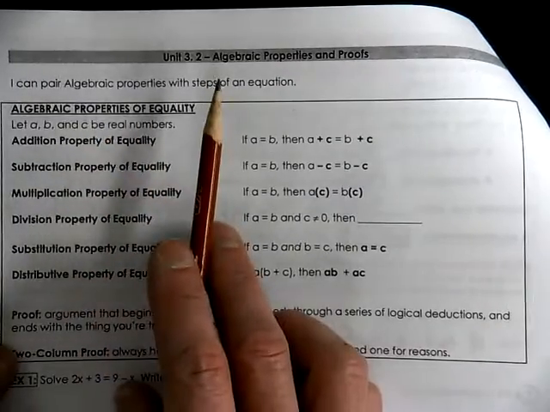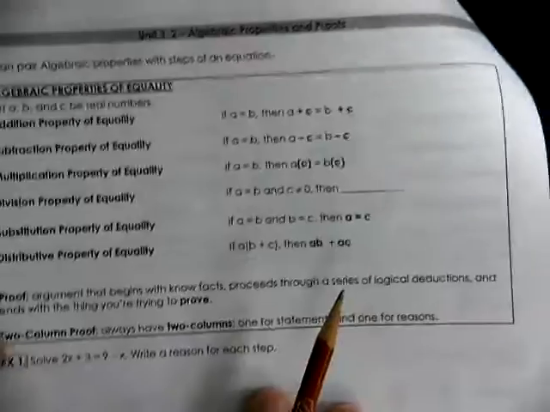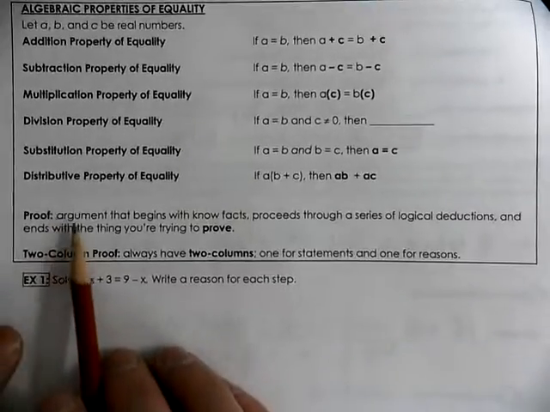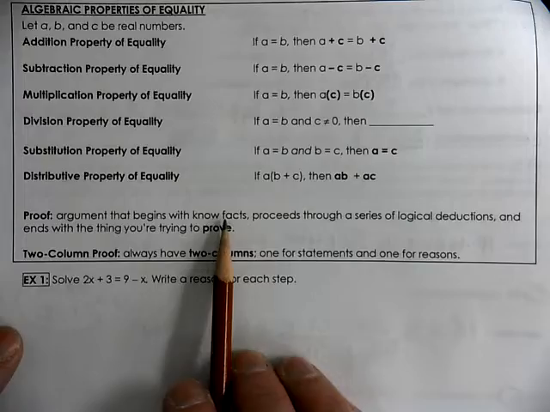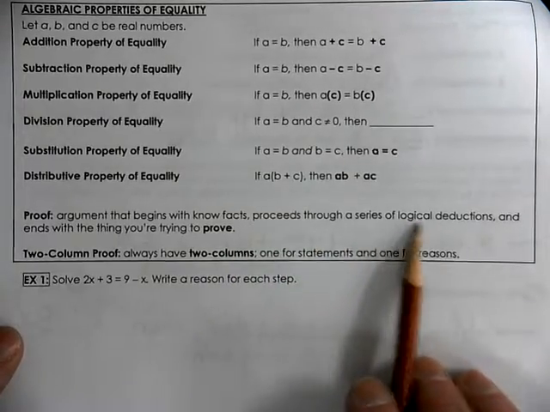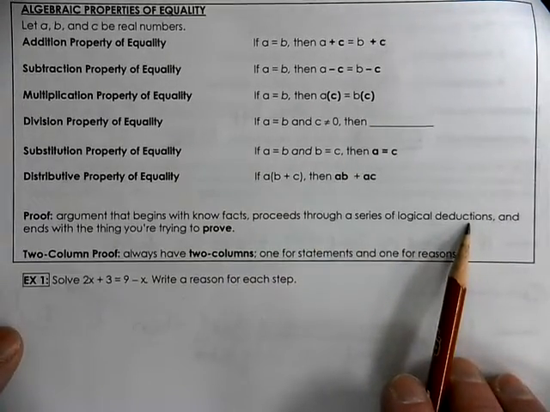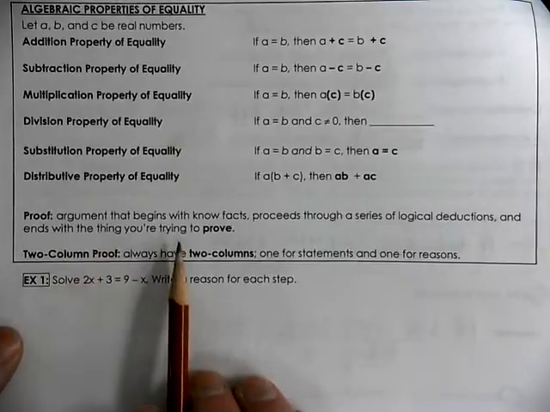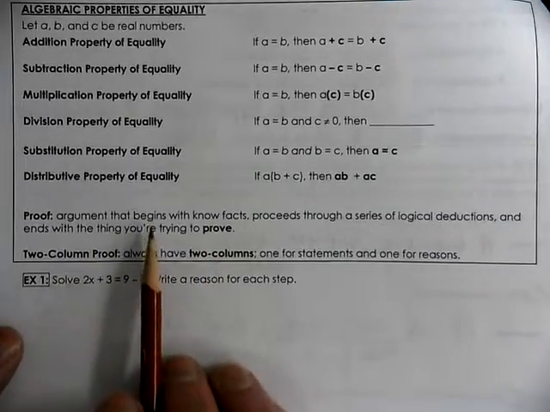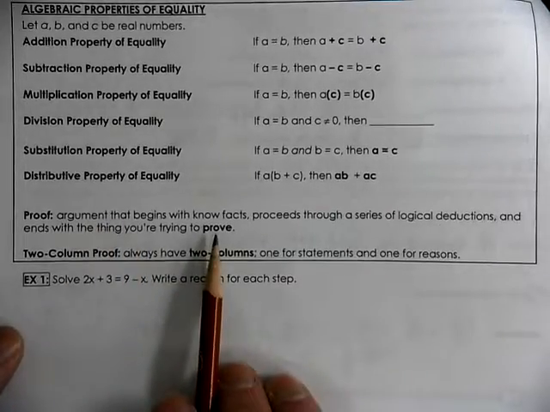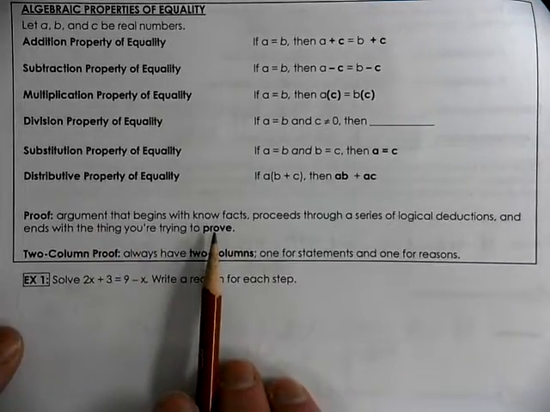So a proof is an argument that begins with known facts and proceeds through a series of logical deductions and ends with the thing you're trying to prove. So you've got to make a logical statement and work your way through to reach the conclusion that you're looking for.